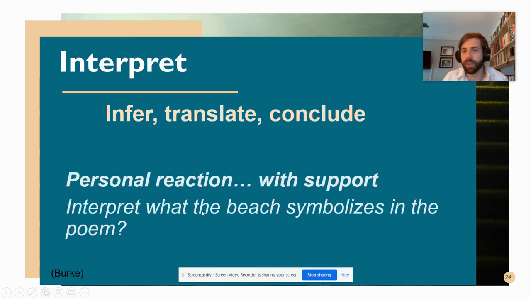So for an example of a question I would ask is, interpret what the beach symbolizes in the poem. So you'd have to look at that poem as a whole and be like, I think the beach means this because this, this, and this for A, B, and C. So again, we have to add some support every time we interpret something.